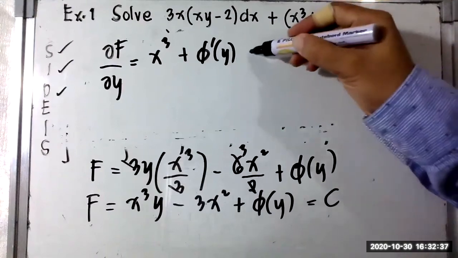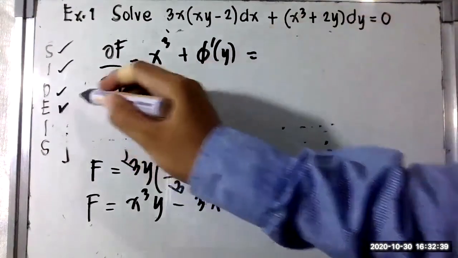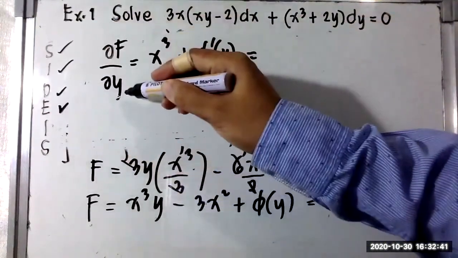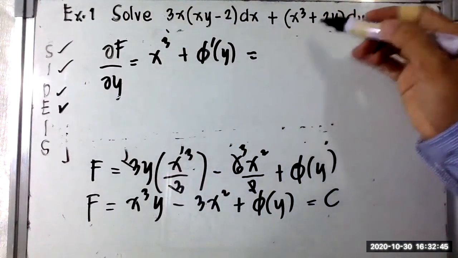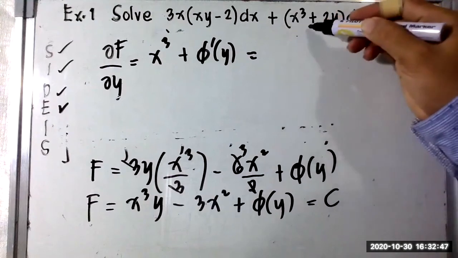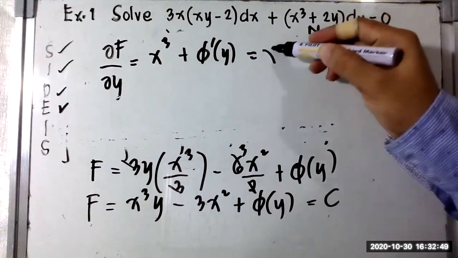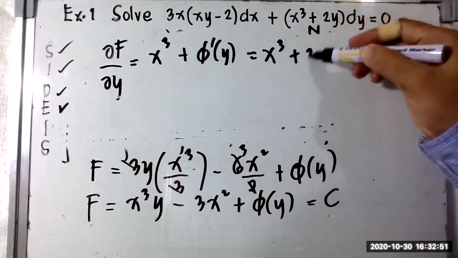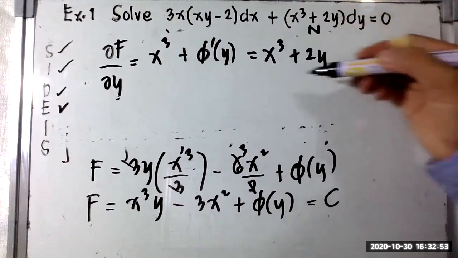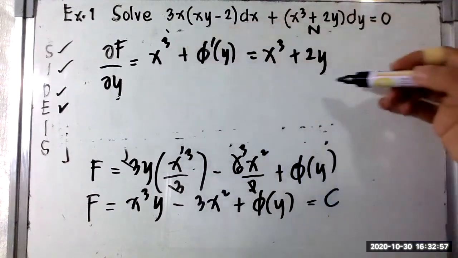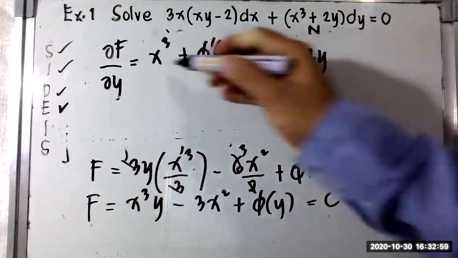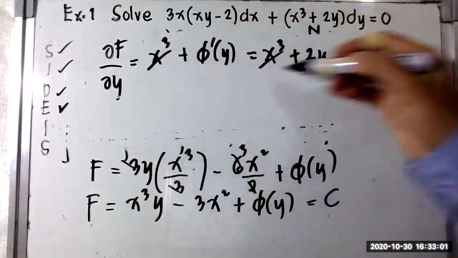Okay, now the next step is we equate. Since partial of f with respect to y is equal to N, we equate this resulting derivative to N. Okay, this is our N, so it's x cubed plus 2y. And in this part, we are able to cancel x cubed, giving us a pure function of y.